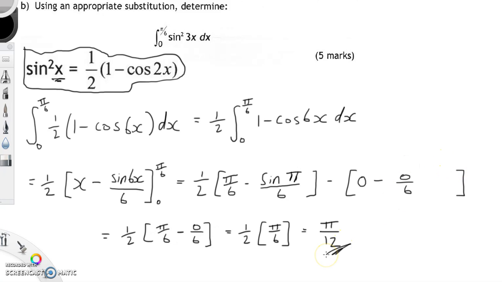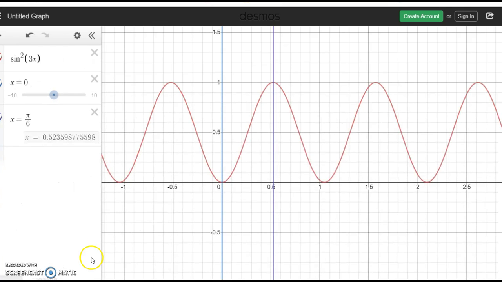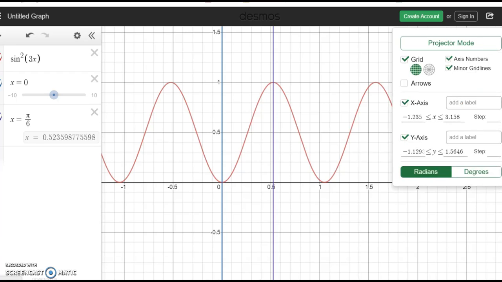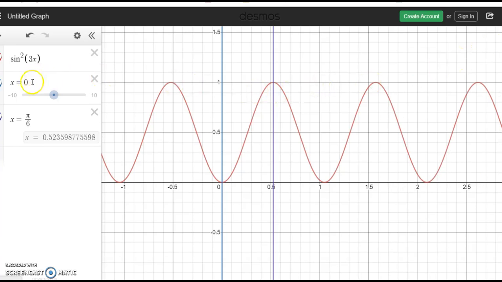And hopefully that's the right answer. You could run that function through Desmos and see if the area between that function and the x-axis corresponds to pi over 12. So I'm just going to flick over to Desmos here, and here's our function in red, sine squared 3x. This is set to radians here, and the blue line is x equals 0, these are just the limits, and x equals pi over 6 is the purple line.